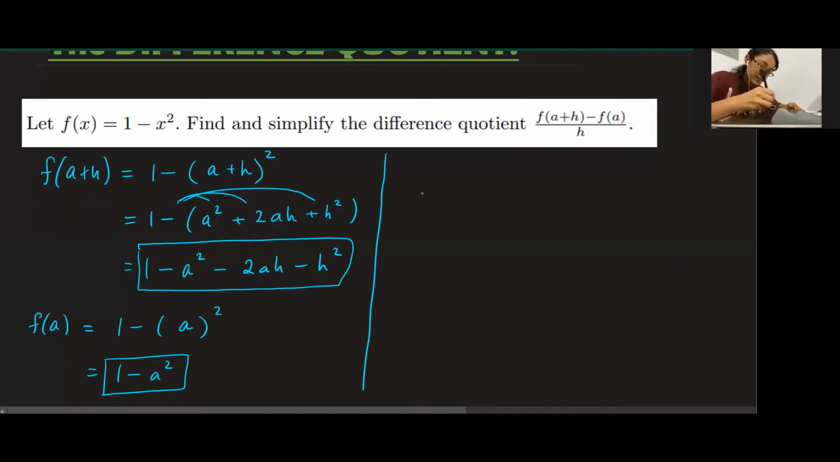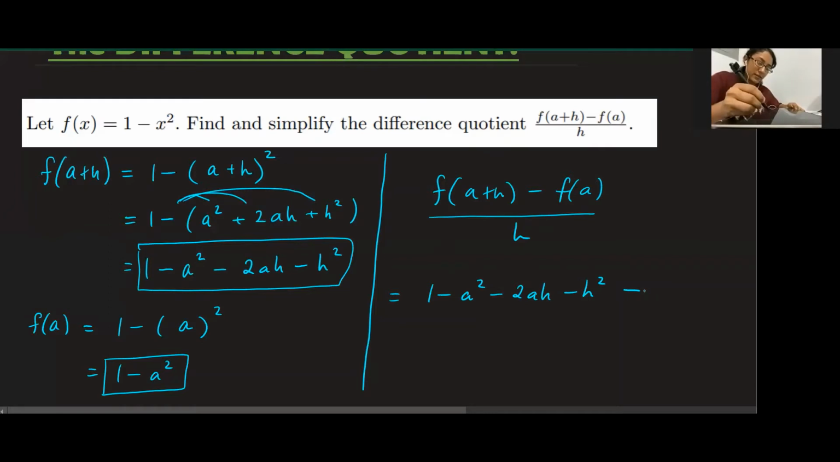So we want to evaluate f of a plus h minus f of a all over h. So let's plug those in. F of a plus h is the first box, which is 1 minus a squared minus 2ah minus h squared, minus f of a. Well, you're subtracting the entire f of a, so we'll put parentheses to represent f of a. So that would be 1 minus a squared, everything over h.